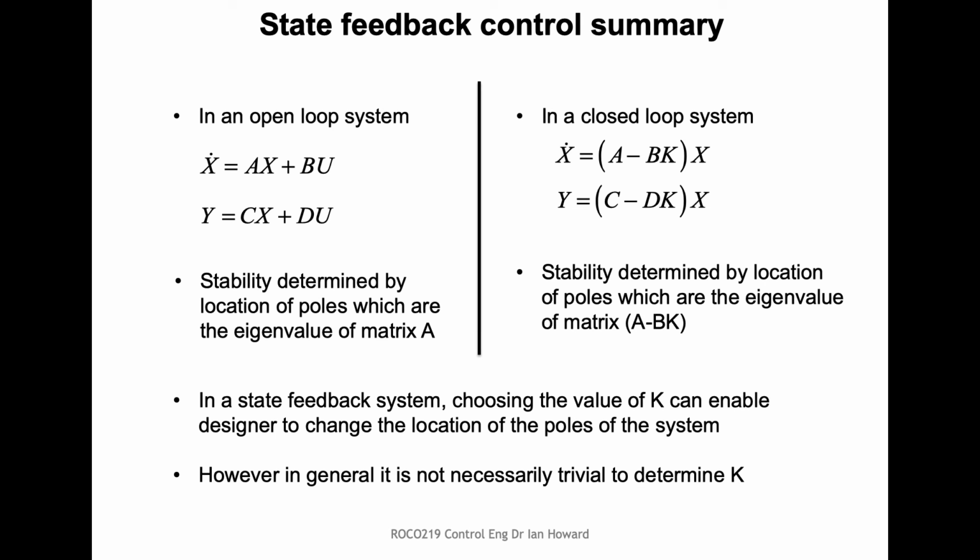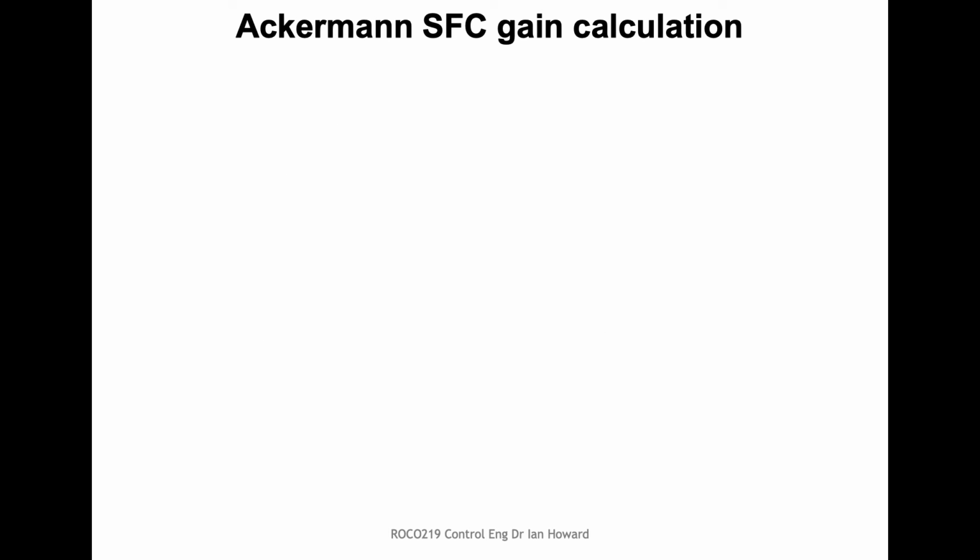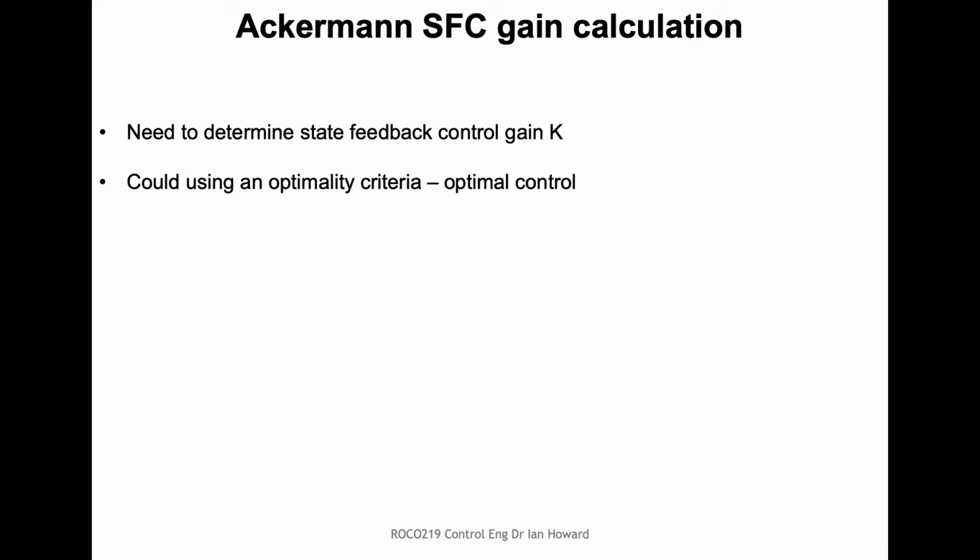If everything goes well, it does. So basically, we need to be able to say where we want the poles, the eigenvalues, to be of this system, and how do we find K in order to achieve that? And this is not necessarily trivial. There are several ways of doing it. We're going to use pole placement, but we could also use optimal methods, optimality criteria. That's what we will do when we discuss optimal control.